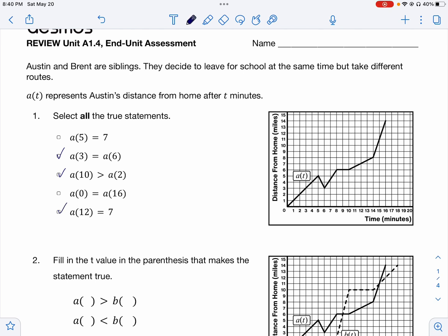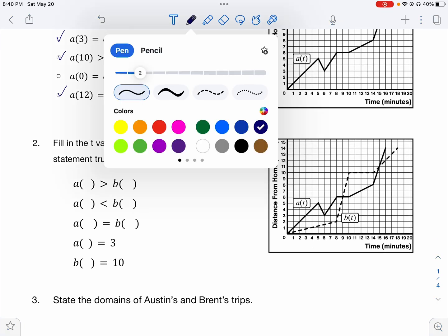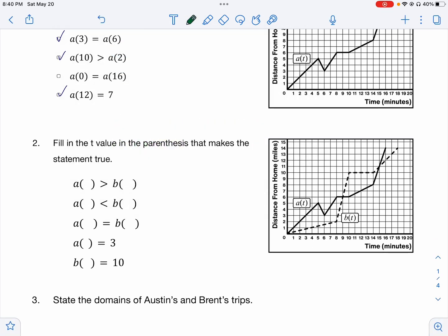Now filling in statements. There are lots of options you could do, but just starting to fill in. This other one represents Brent's. Where is A greater than B? Maybe let's just say at 5, we can see that A of t, so A of 5, is greater than B of t, which is right here.